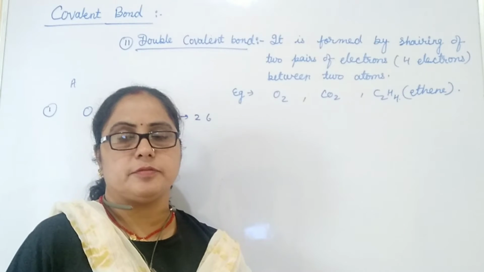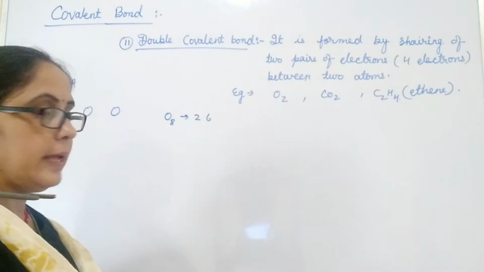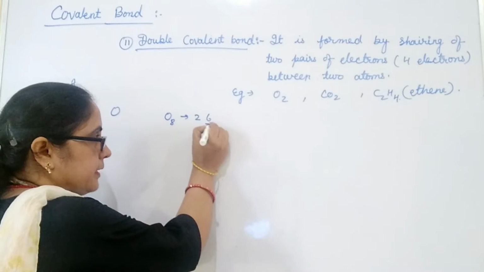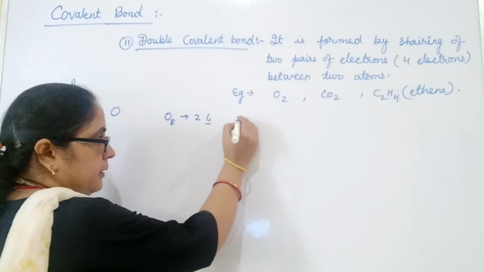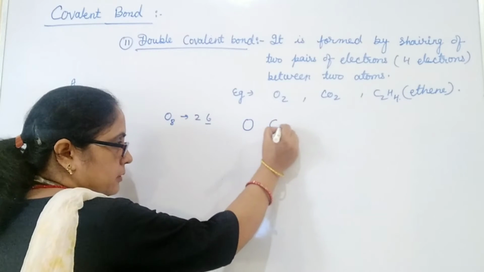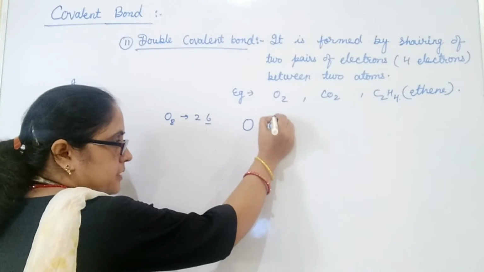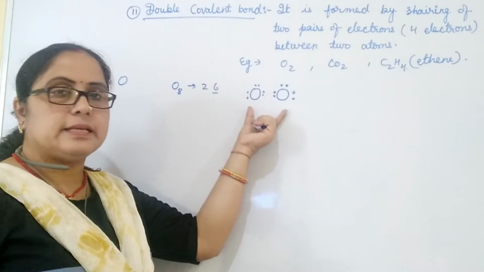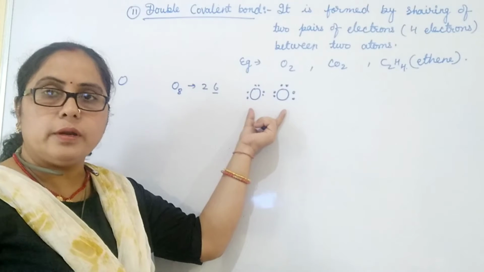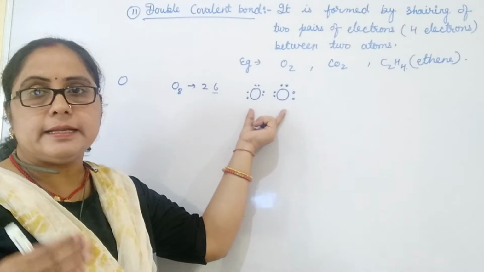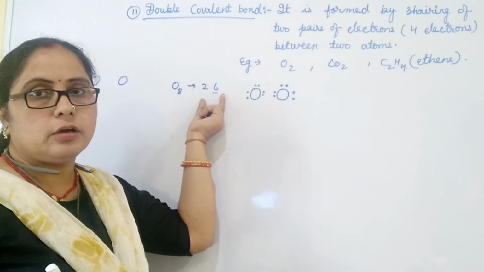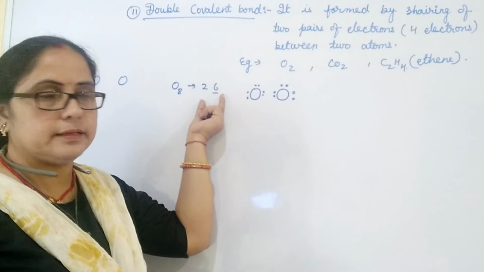Double covalent bond is formed in oxygen. We know that atomic number of oxygen is 8. It contains 6 valence electrons. So when two oxygen atoms combine, each contains 6 valence electrons, so both oxygen atoms need 2 more electrons to complete 8 electrons in their outermost shell and achieve electronic configuration like neon, an inert gas.